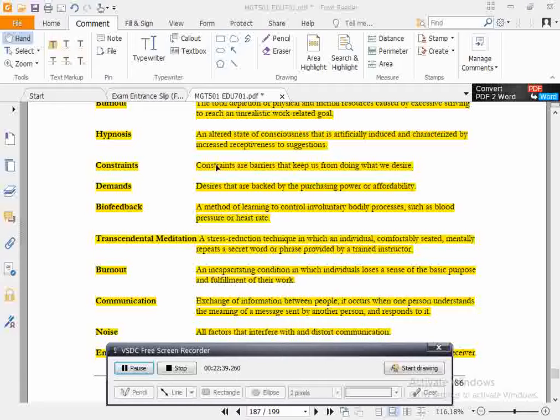Constraints are barriers that keep us from doing what we desire. Demands are desires that are backed by purchasing power or affordability. Biofeedback: a method of learning to control involuntary bodily processes such as blood pressure or heart rate.